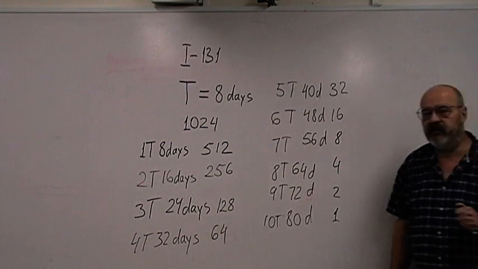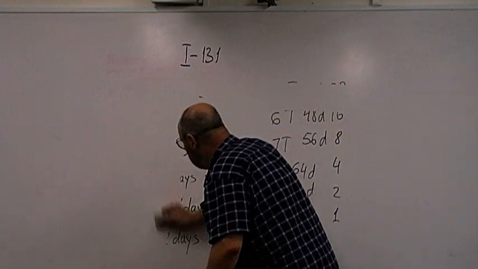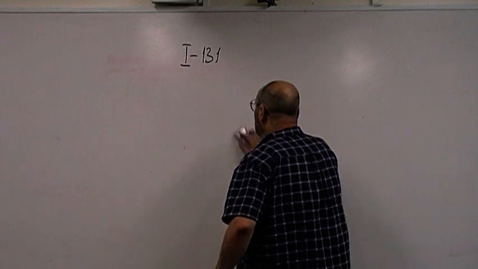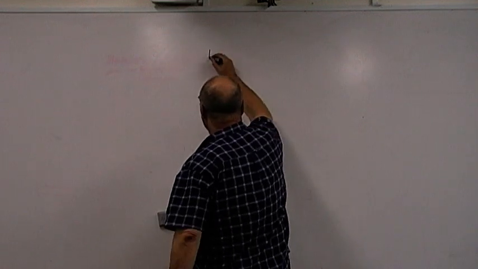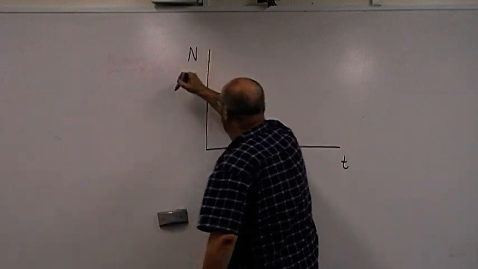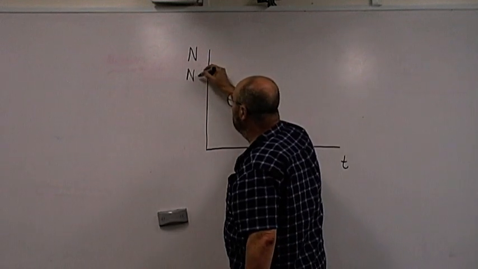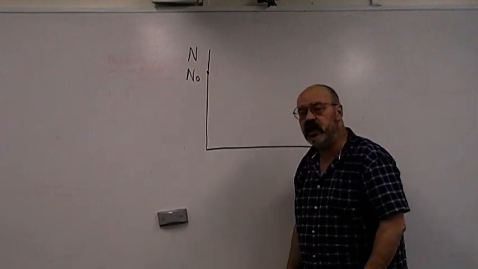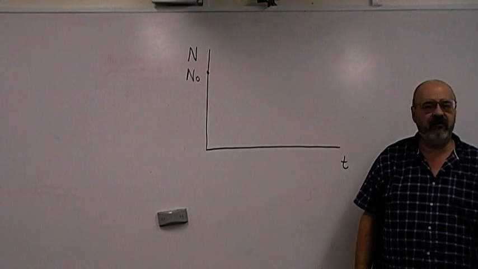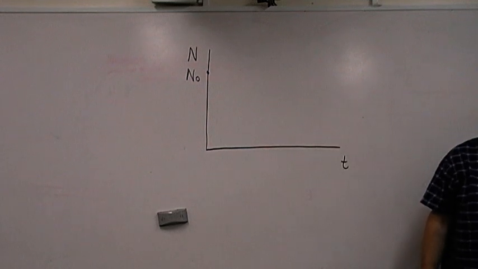If you sketch the graph of how the number of remaining undecayed atoms changes over time, we get, this is time, this is the number of undecayed atoms. So we start from N0. And let's try to sketch the graph and derive the formula. If we halve every time, how can we express it mathematically?